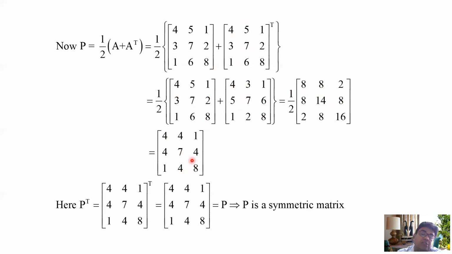Without any checking, you can see that except for the diagonal elements, all elements are mirror images. Now P transpose is equal to the transpose of 4 4 1 4 7 4 1 4 8, which is ultimately P. So that means P is a symmetric matrix. Very simple. First you transpose, and transpose means interchanging rows and columns. When you simplify, you have this.